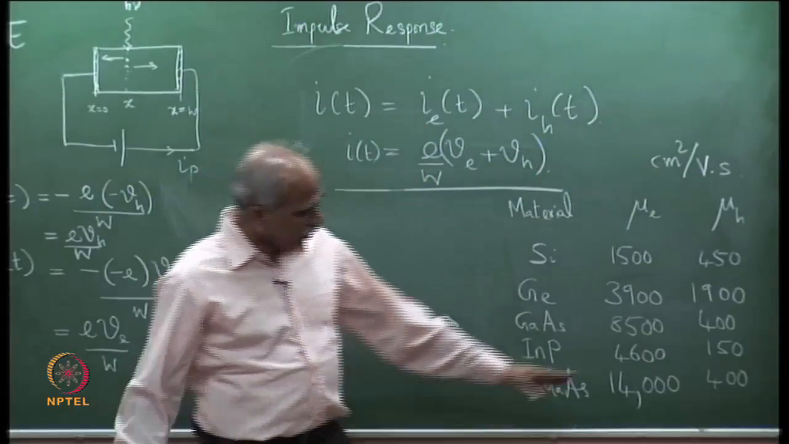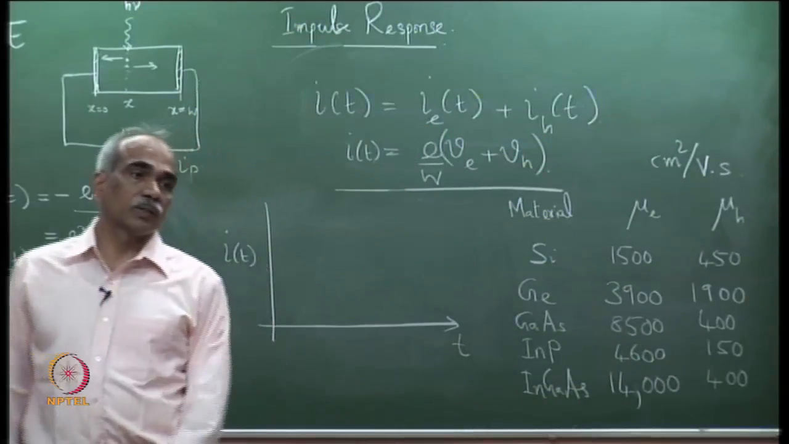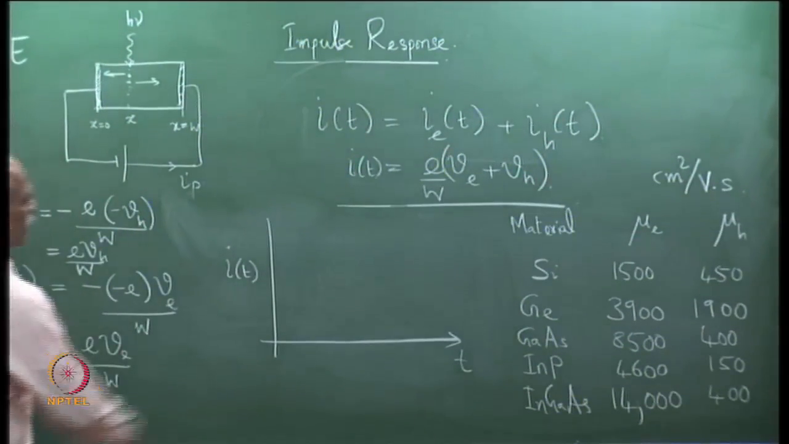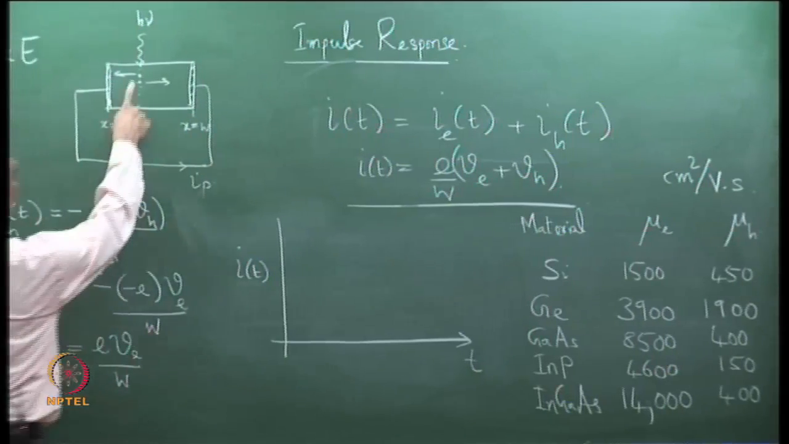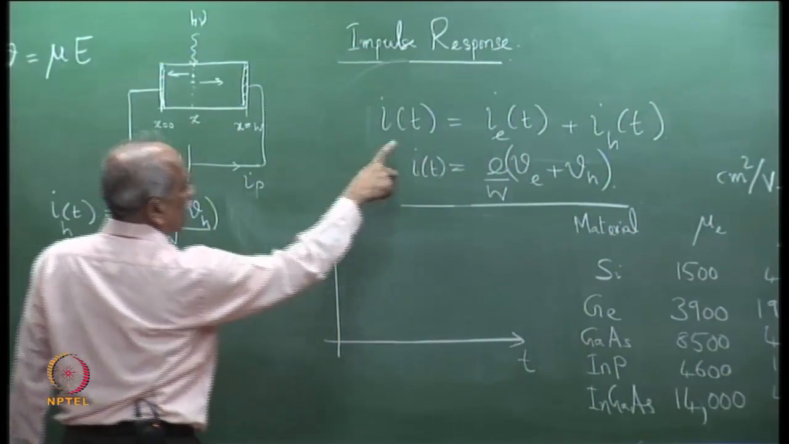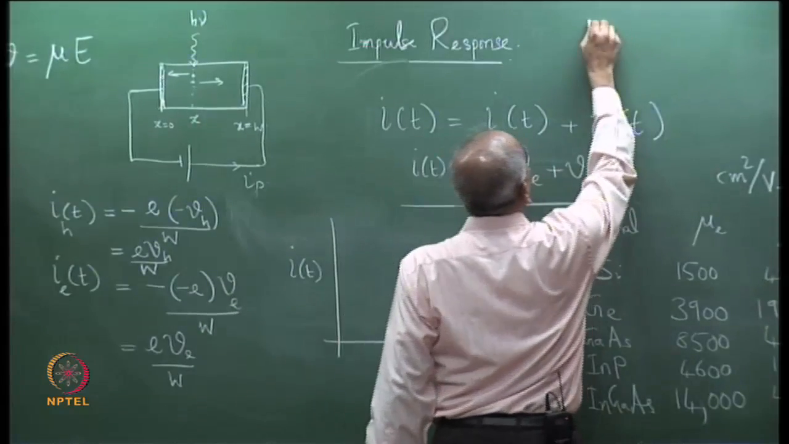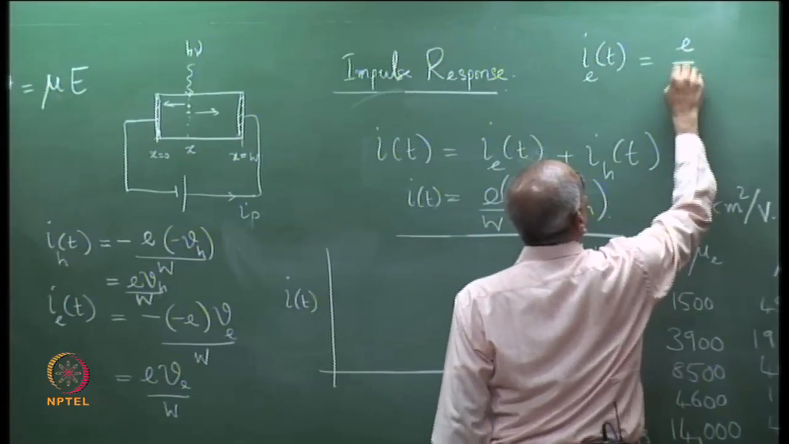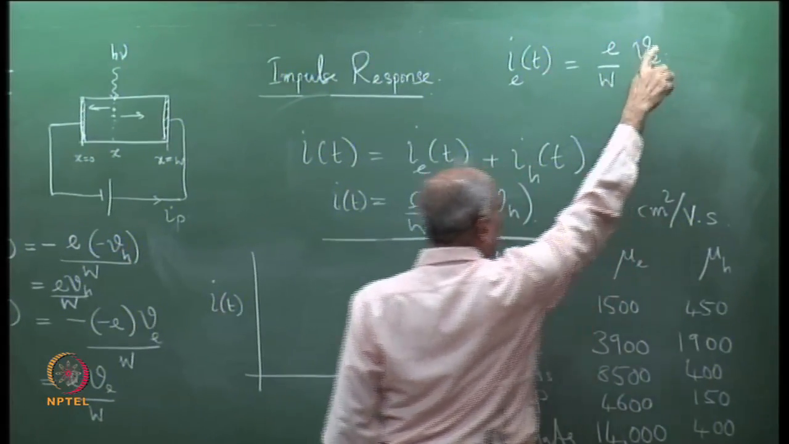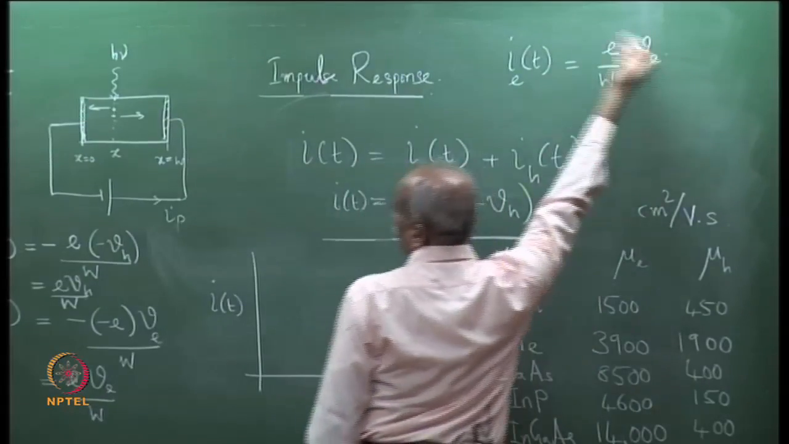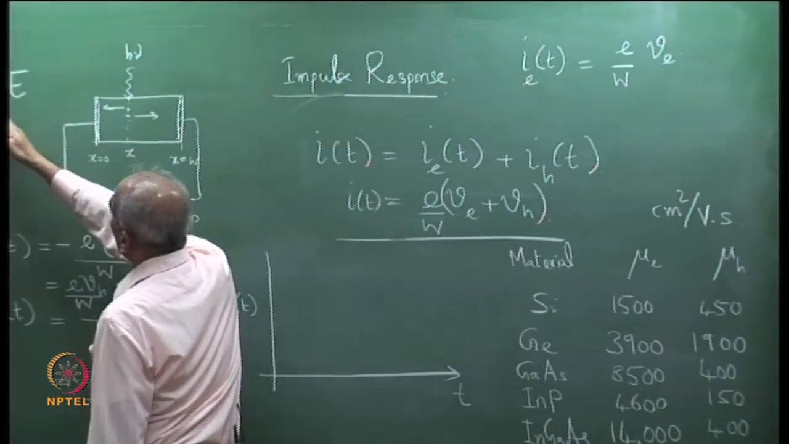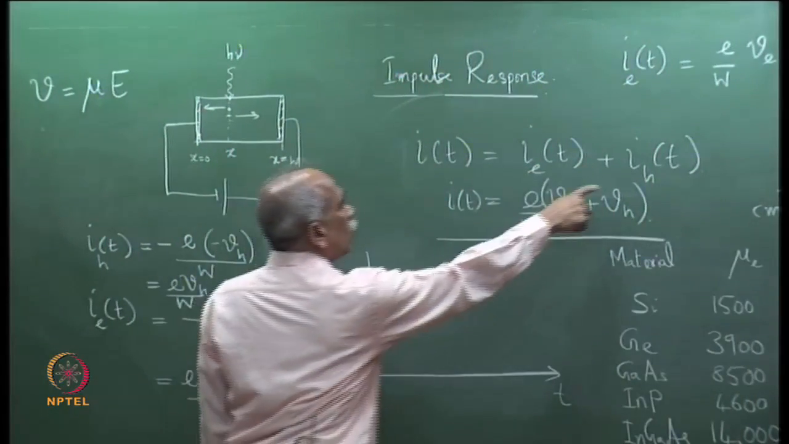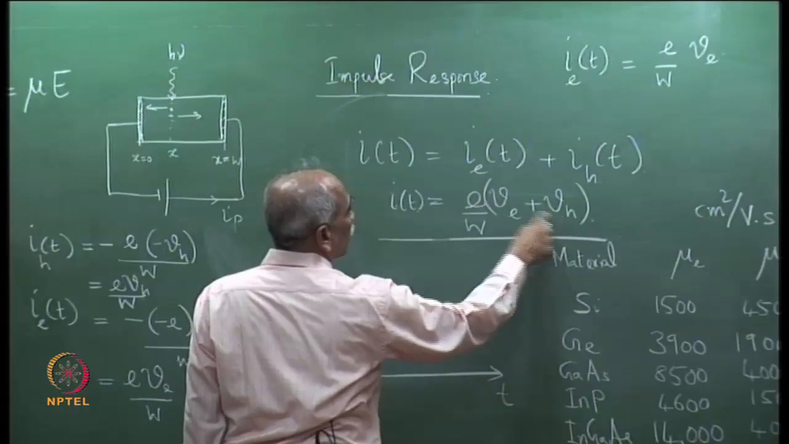So, you can see the large difference between mobility of electrons and holes. This is now important because it will tell us what is the time taken by the detector. So, the current I e of t is equal to, so let me plot I e of t, is equal to E by W into V e. And recall that V e in general is equal to mu into E, electric field is the same, but mu e is large for electrons and this will be much larger compared to the hole current, because V h is smaller compared to V e.